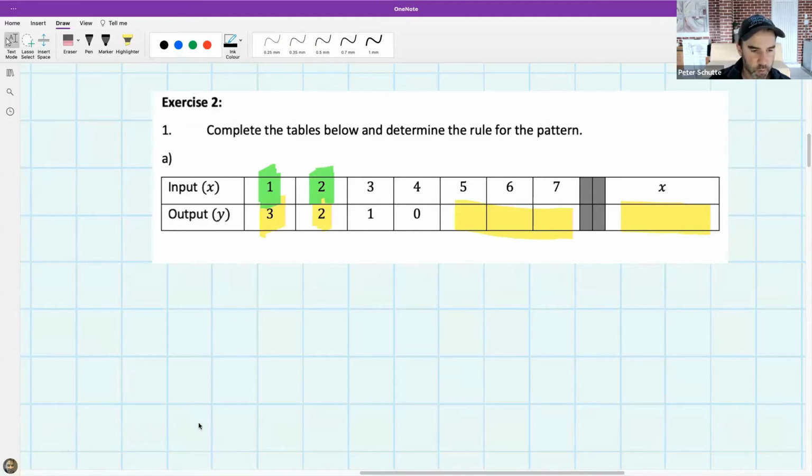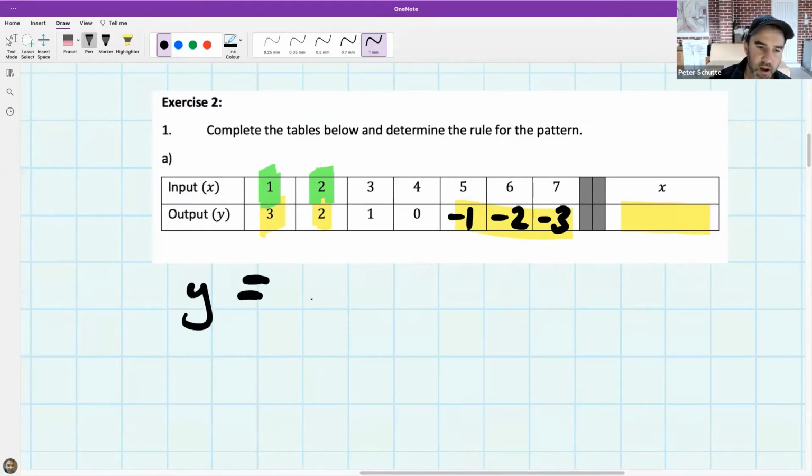Warona, if you could give us your answer for this. For 5, it's going to be -1. Yes. It's going to be -2. Yes. And then it's going to be -3. Perfect. Now, you've clearly understood this. What did you notice about the outputs? How did you generate those numbers so quickly? You're going to subtract 1 from the previous number. Okay, so we're taking away 1 each time.